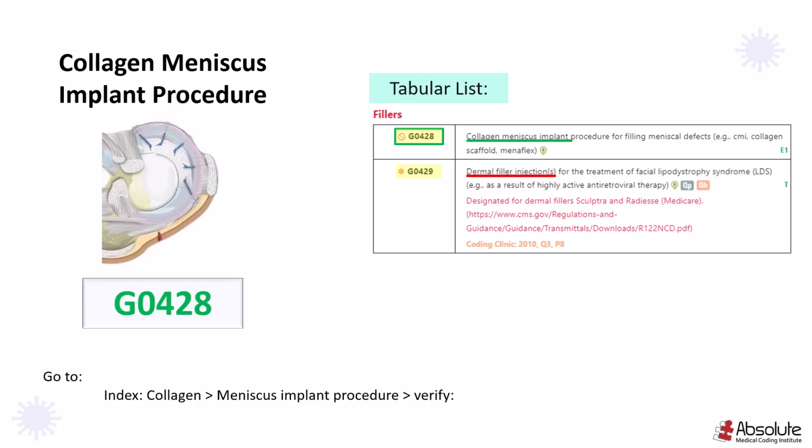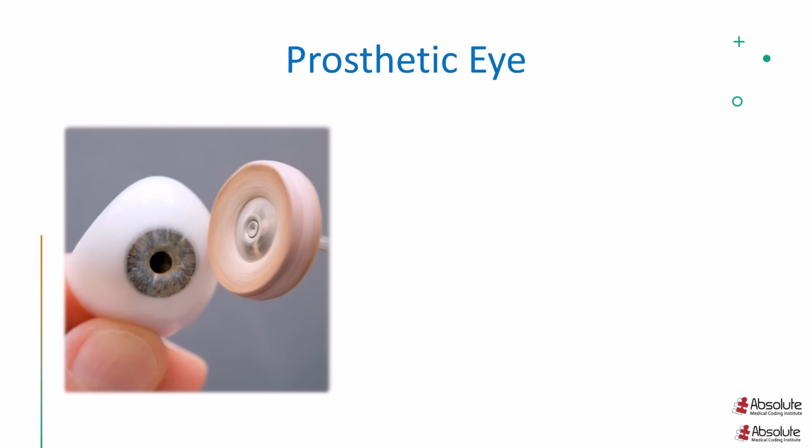And you all did a great job in this one as well. It was a straightforward scenario. Let's move on to the next one. What is the HCPCS Level II code for a prosthetic eye? Your time starts now.